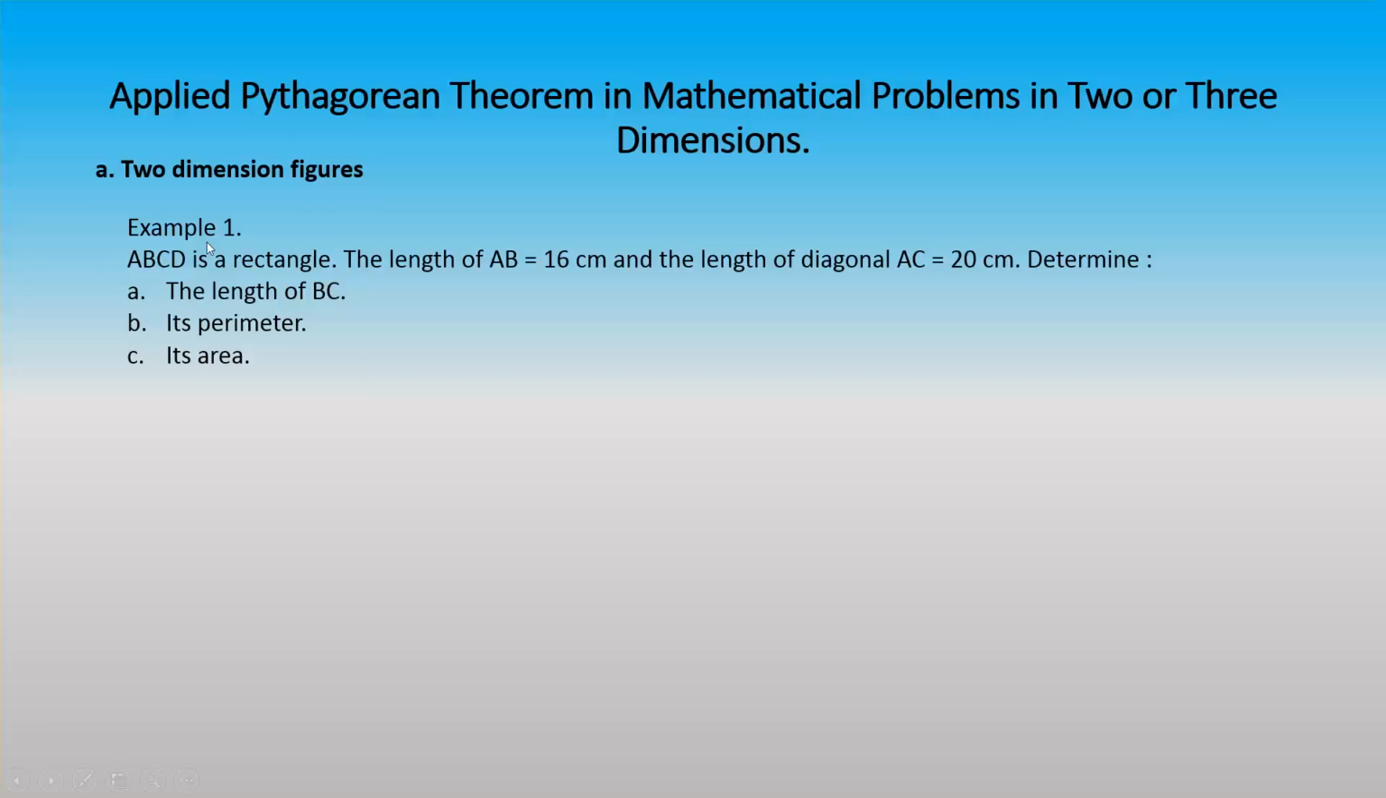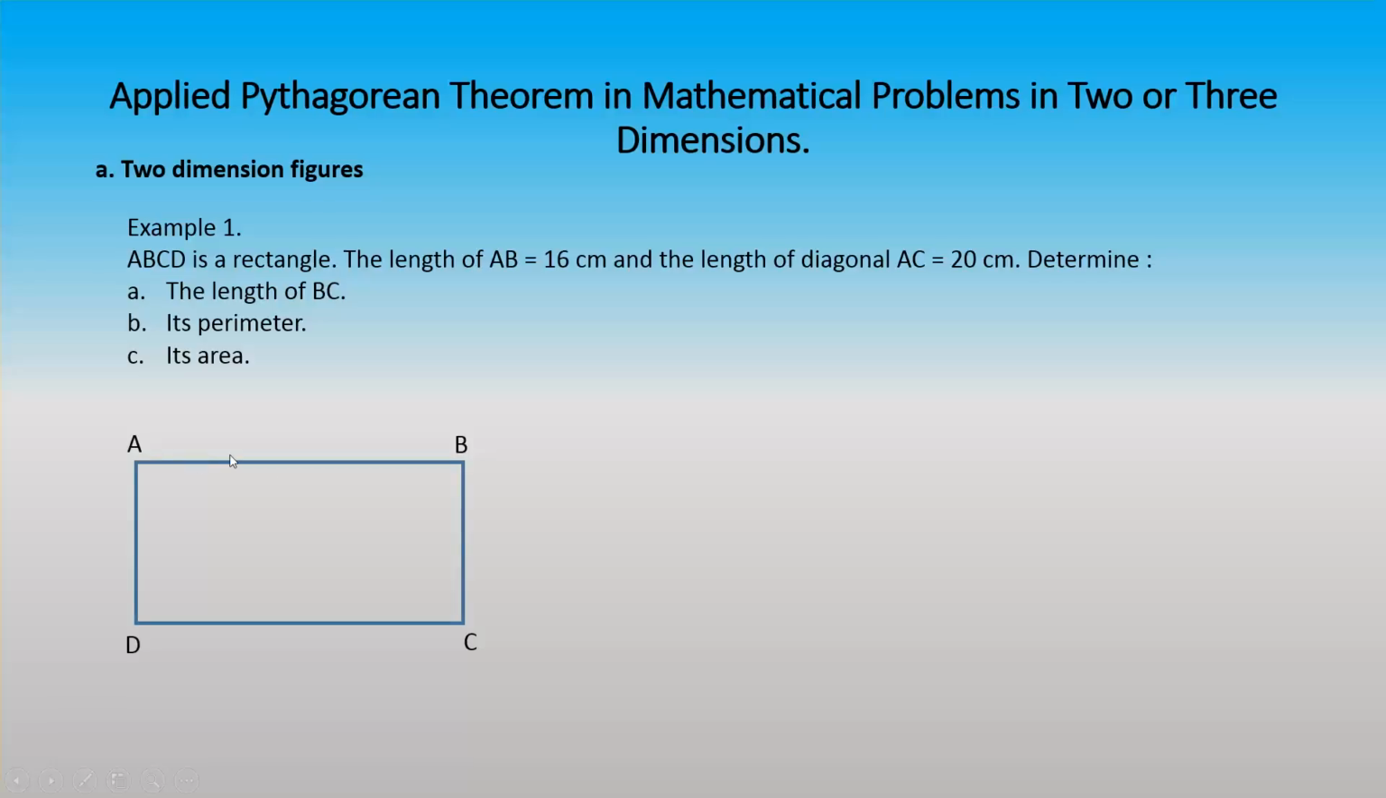Look at this example. ABCD is a rectangle. The length of AB is equal 16 centimeter and the length of diagonal AC is equal 20 centimeter. Determine the length of BC, its perimeter and its area. Okay, to answer this question, first you should draw the rectangle ABCD.